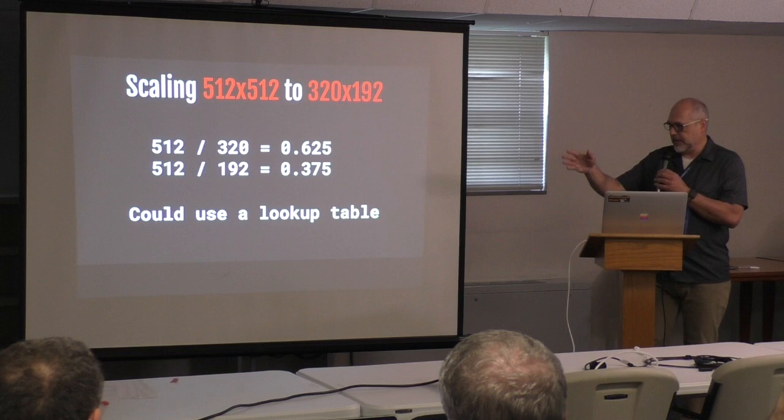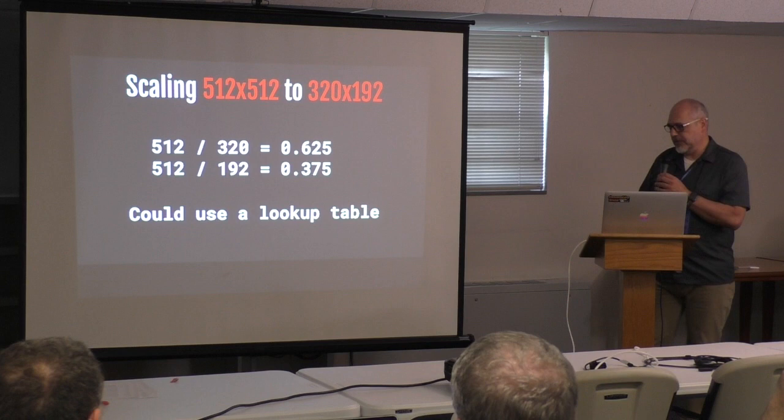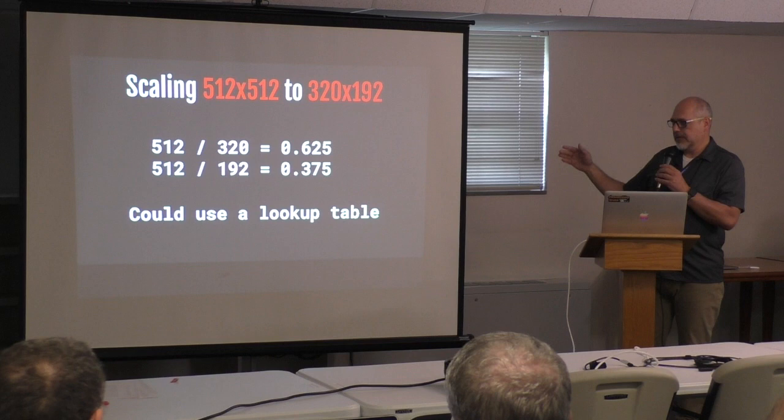And so if you looked at the ratio between those two resolutions, you would see 0.625 for the X resolution and 0.375 for the vertical resolution. And so this is where someone, not thinking it through, might say, hey, lookup table, and have two arrays, 512 entries long, and the index of the input would point to what you want.